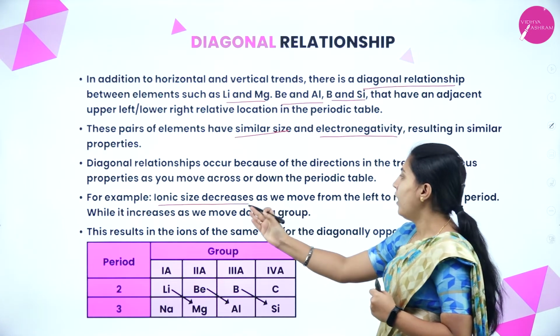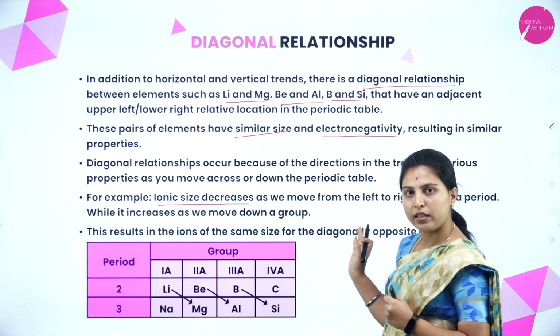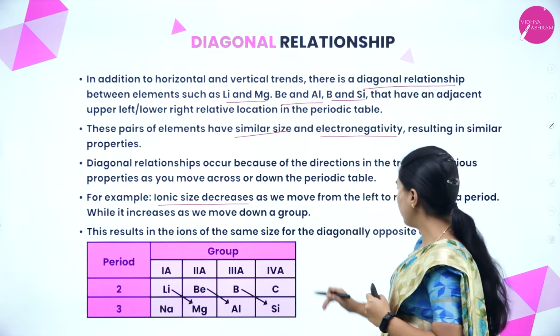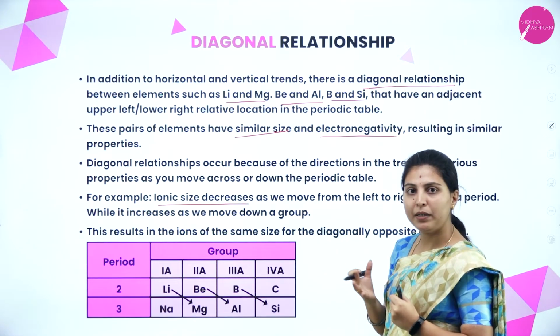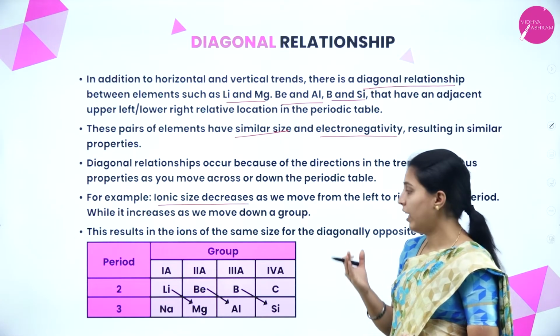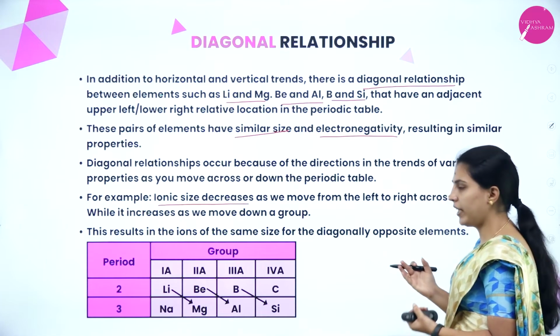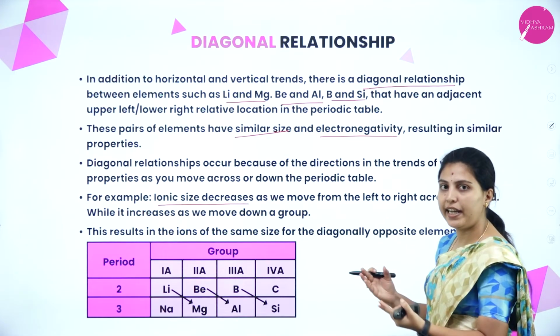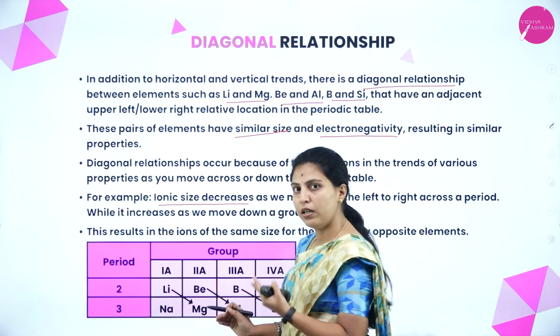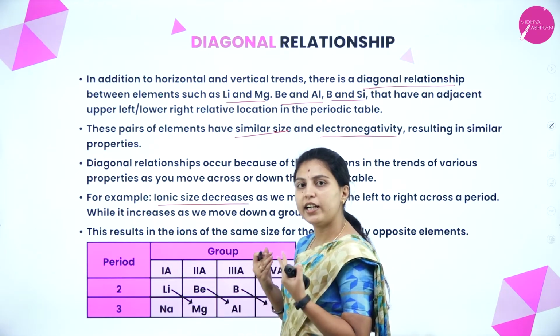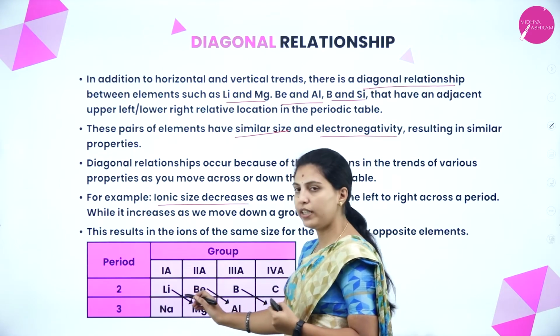We know that ionic size decreases from left to right. Again, if we go down the group, it will increase. But what will happen by this decreasing and increasing? Diagonally opposite elements will have ions of the same size. If we keep on decreasing, this and this will become the same, similar properties will be seen, and electronegativity will be the same. That's what they are telling.